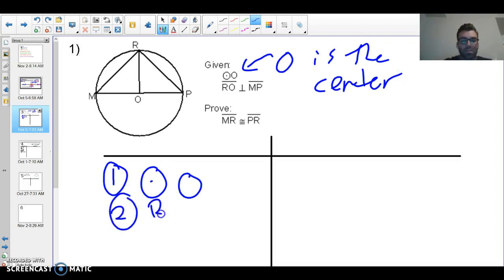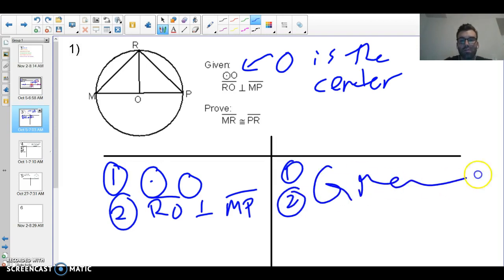Two, I'm going to say RO is perpendicular to MP, and those are 1 and 2, both given. Okay. If RO is perpendicular to MP, well, what does that tell me? That tells me, remember, what do perpendicular lines make? Perpendicular lines make right angles.